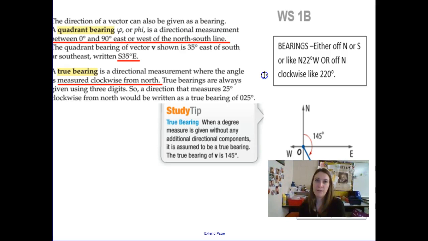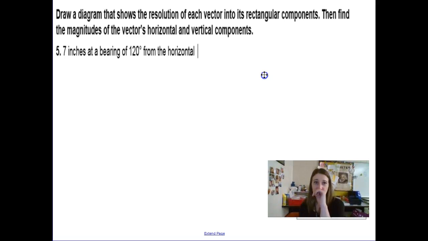Remember those quadrant and true bearings? It's about to get real, guys. All right. So I think that's the most difficult part on setting them up, is making sure that you have things in the right spot.